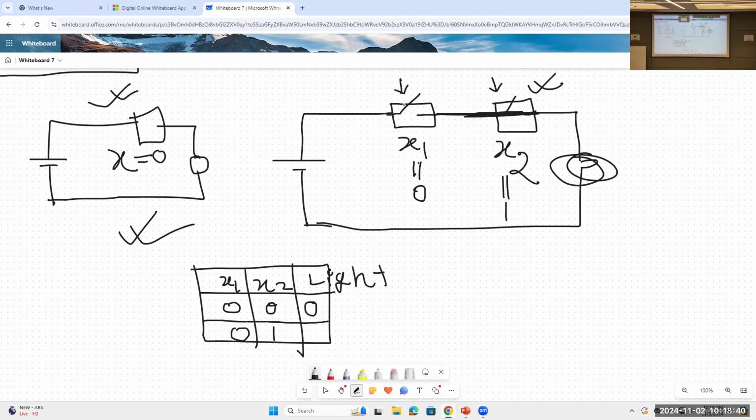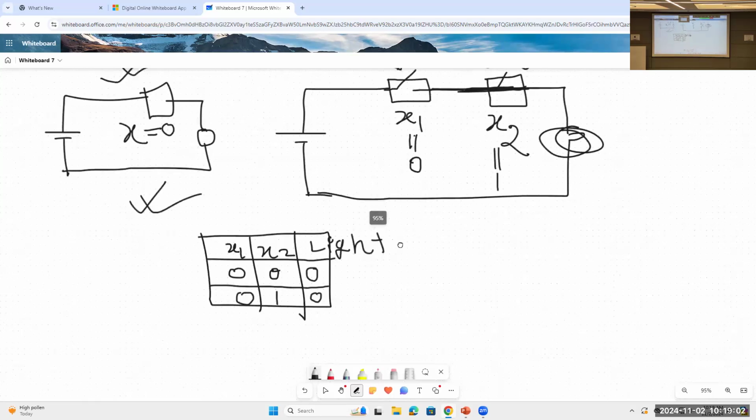Because this portion is connected, but this portion is not connected. So the power supply is not connected to the light. If x1 is not connected, then the circuit is not closing its path. I mean, the voltage supply is not connected to the light, and the light will not glow. So we will represent this as 0.